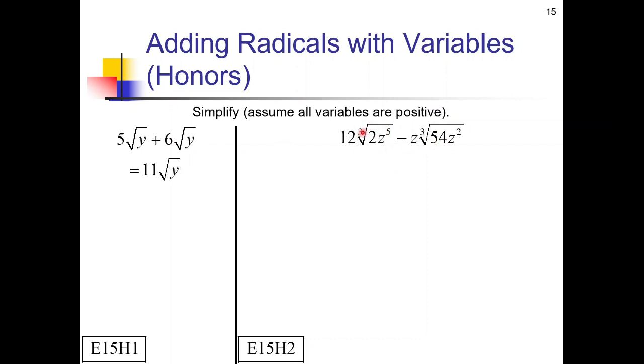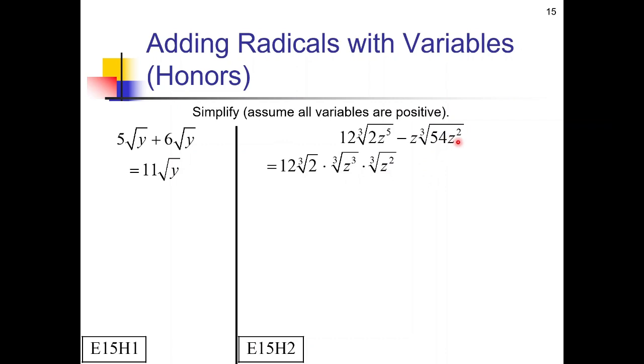So taking a look at this first one here, it looks like I can split this up. So I'm going to have a 12, a cube root of 2, and then I could write the cube root of z to the 5th, but I can break that down a little bit because my exponent is higher than my index. So the biggest perfect cube less than z to the 5th is z cubed. So we're going to do cube root of z cubed times cube root of z squared. And now we'll come back to this mess in a little bit.